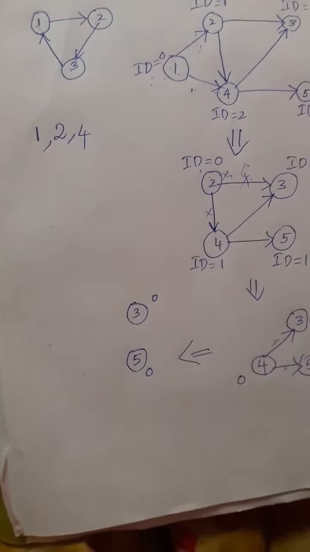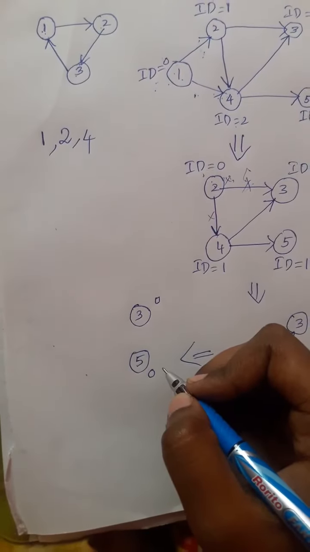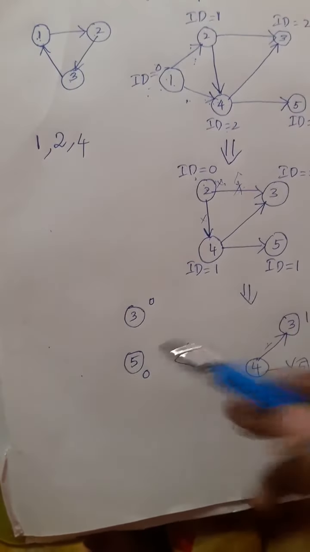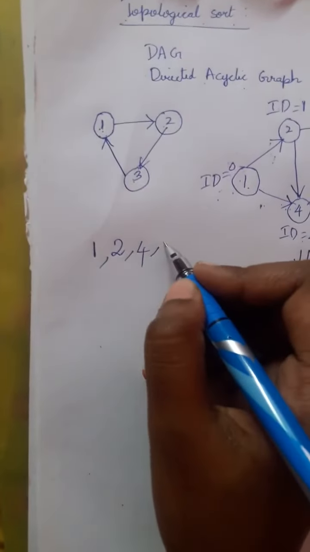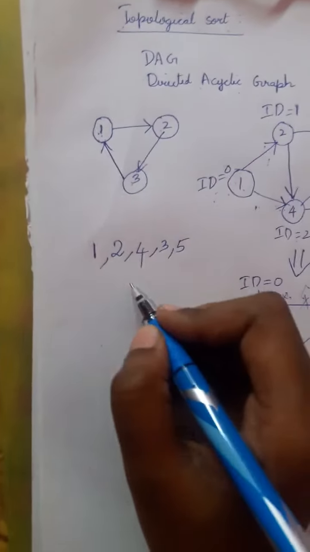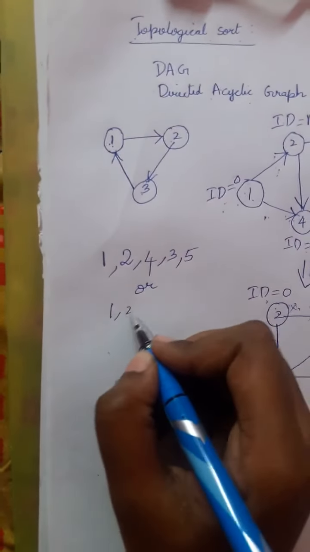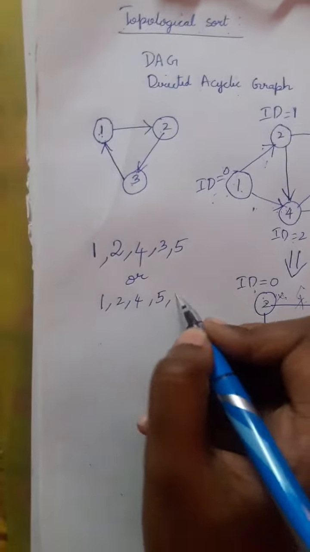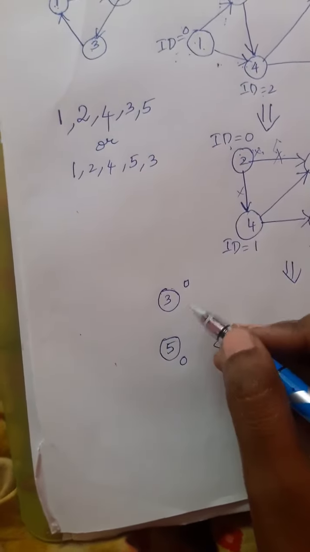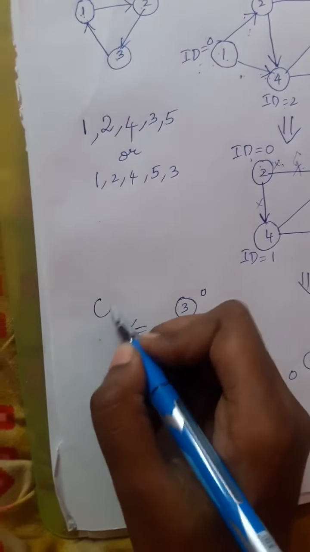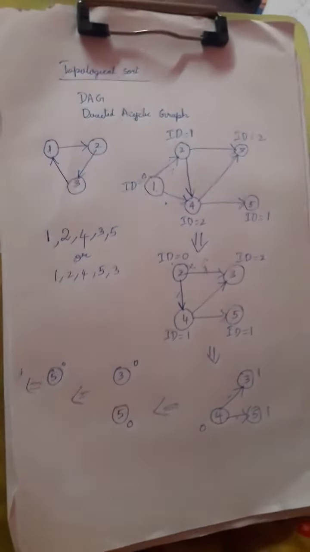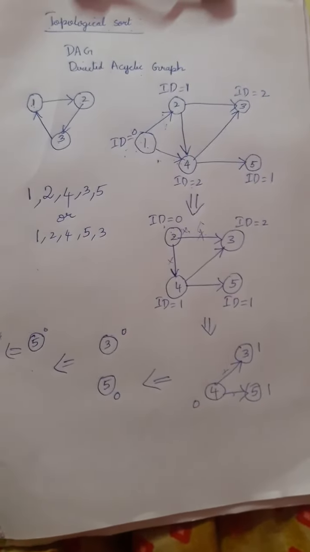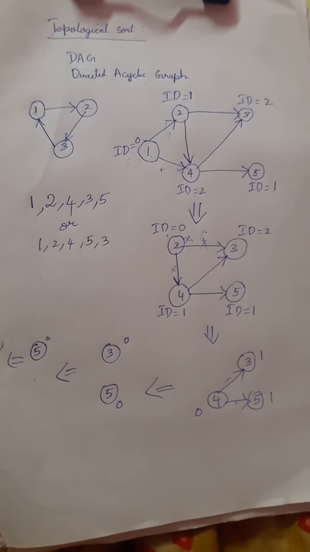Now I am going to eliminate any one element. I can eliminate 3 or 5. It's my wish. If I eliminate 3, then in the result we write 3 and then 5. The result may also be like this: 1, 2, 4, 5 and 3. After deleting 5 I can also delete 3. That is my wish. In our example we eliminated 3. The remaining is 5, and then we eliminate all the elements. This is the simple method for calculating the topological sorting. So this is one example.